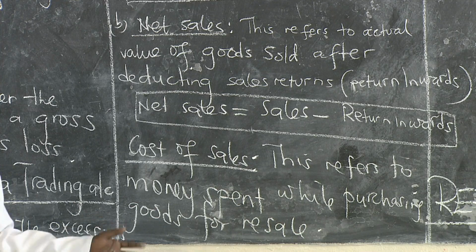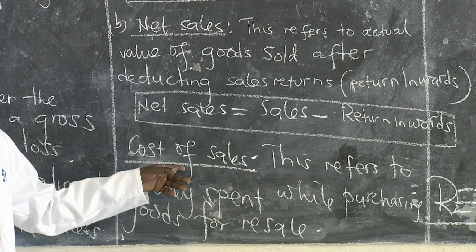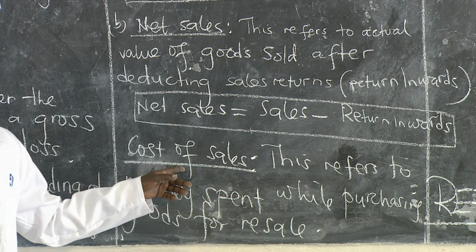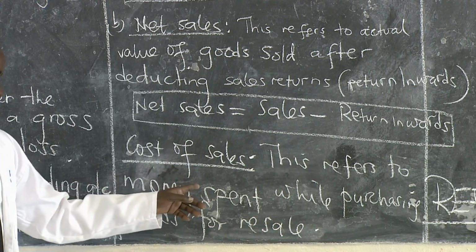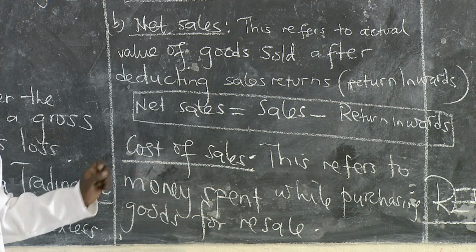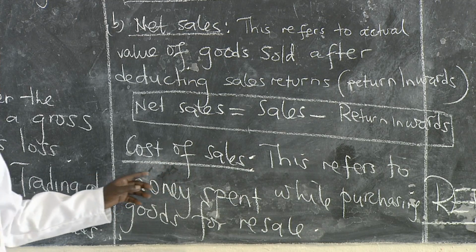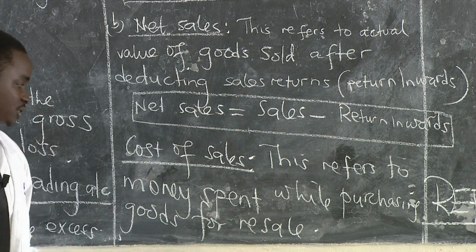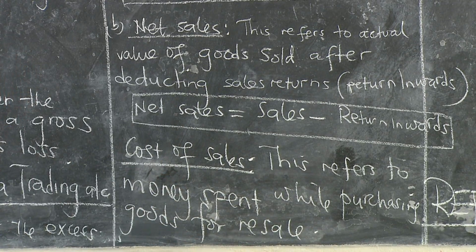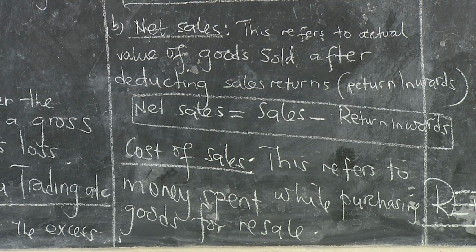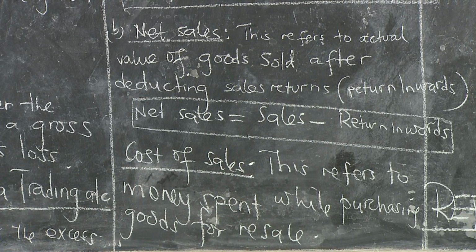When it is a manufacturing firm, we call them costs of production. The amount of money incurred in production of an item or a product or a commodity which you want again to sell. So there, when it is a manufacturing firm, we call it cost of production. But in this case, since we are looking at a trading account, we call them cost of sales because you are buying goods which you want again to sell. So money spent on them, we call them cost of sales. We have a formula that we use on finding cost of sales.